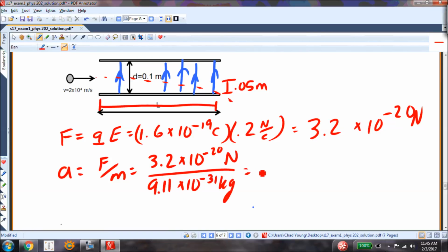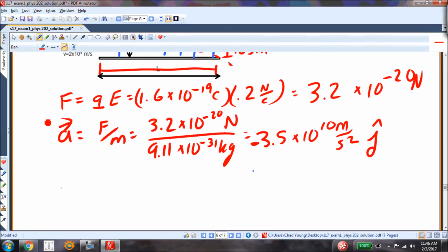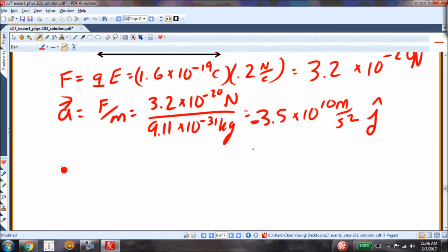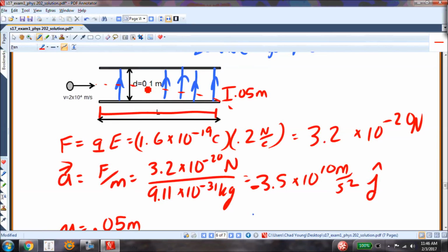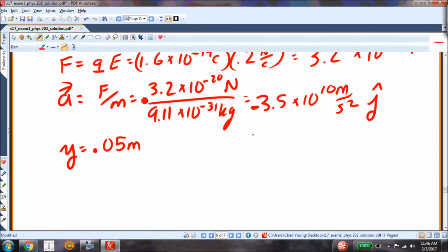That would give me the acceleration in the y direction, which is 3.5 times 10 to the 10th meters per second squared. Again, this is in the y direction, so I'll go ahead and put my vector on there, and it's also in the negative y direction because I know it's opposite the direction of the electric field, just the way that I've drawn it, so I have a vector there. Now, it travels a distance of 0.05 meters. The total width is 0.1 meters, so that's just half that value, 0.05 meters.